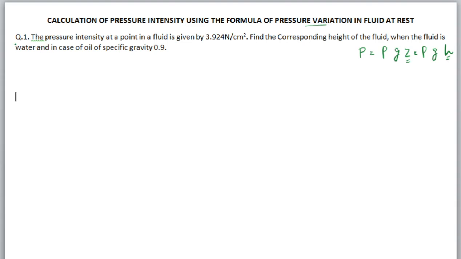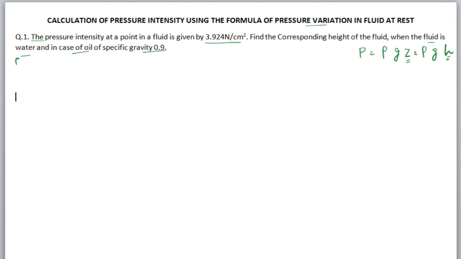So let us come to the first question. The pressure intensity at a point in a fluid element is given as 3.924 Newton per centimeter square. Find the corresponding height of the fluid when the fluid is water, and in case of oil of specific gravity 0.9. Two cases are given. For the first case, the fluid is water. Second case, the fluid is oil. So we have two cases.